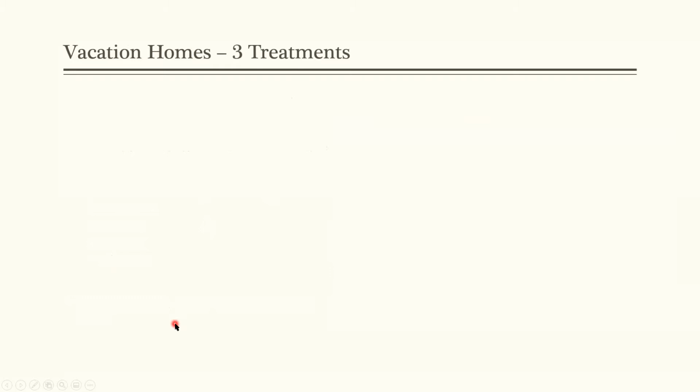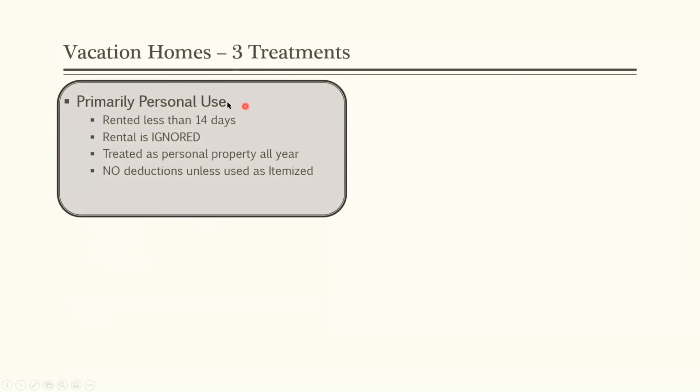Vacation homes. A lot of people have a second home, not me, but some people who make more money than I do will have a vacation home. And so they might rent that home out when they're not using it. How we handle that is there are three things we have to look at. If it's primarily personal use and rented less than 14 days, the rental is ignored.